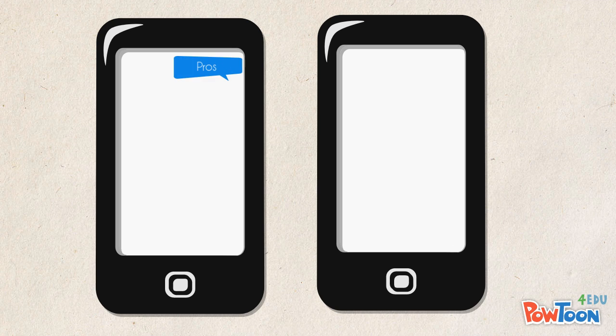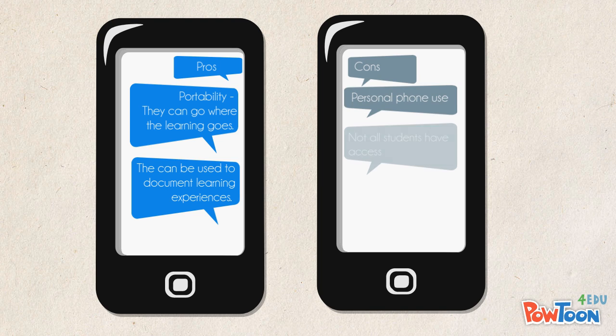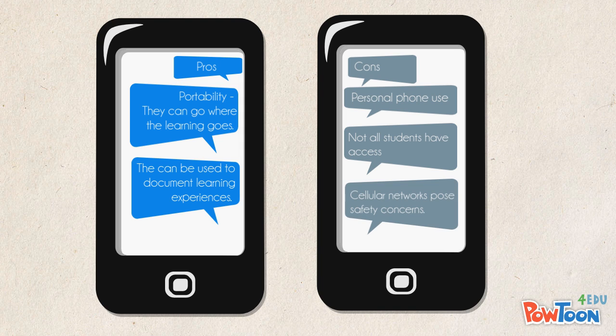Smartphones are great. They're portable, they can be used in the classroom, outside on the playground, and even taken on field trips. They can be used to document real-life learning. And some children may even have their own, but allowing them to use their own could create issues, like one being an access issue, as not all students will have their own. And also, cellular network may not offer the safety that our schools' networks do.